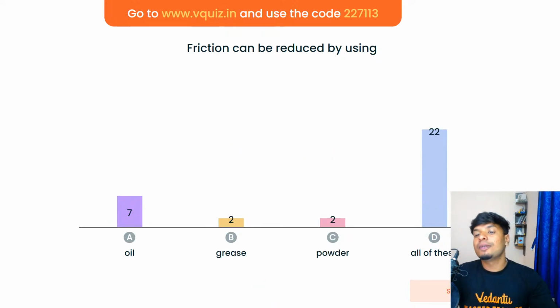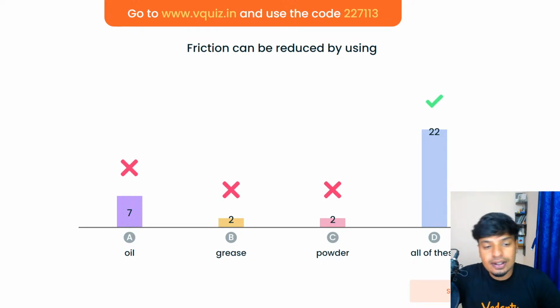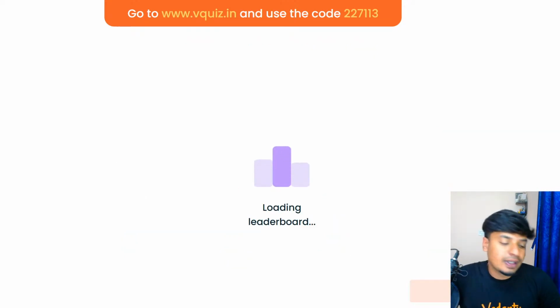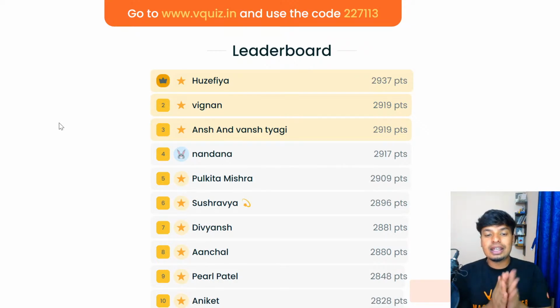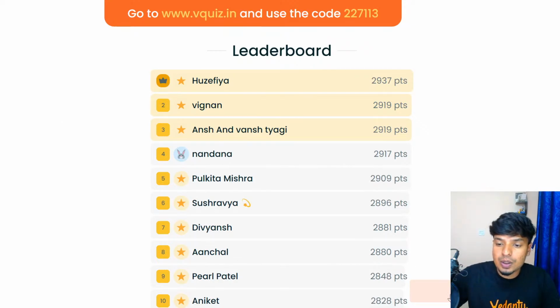It's option D, all of the above, because all of them are lubricants, right? Oil, grease, powder, all of it. Simple question. Huzefia, Vignan, Anshan Vansh, Nandana, Pulkita, Shushravya, Divyansh, Anchal, Pearl Patel, and Aniket. Good job. Next question. Let's go.